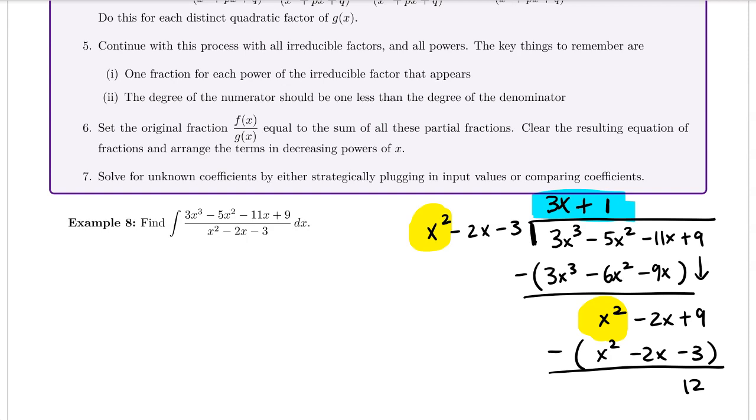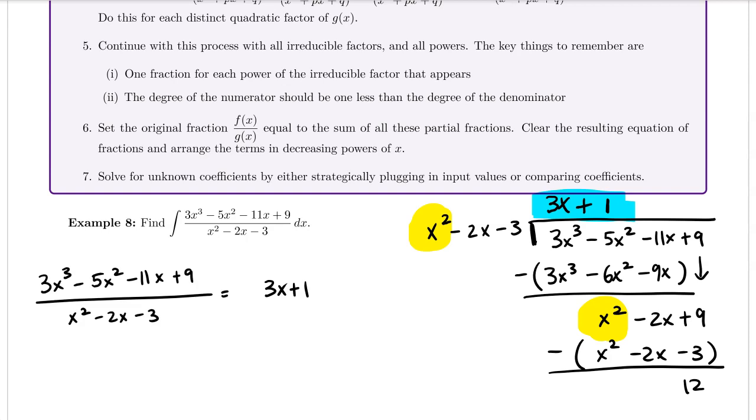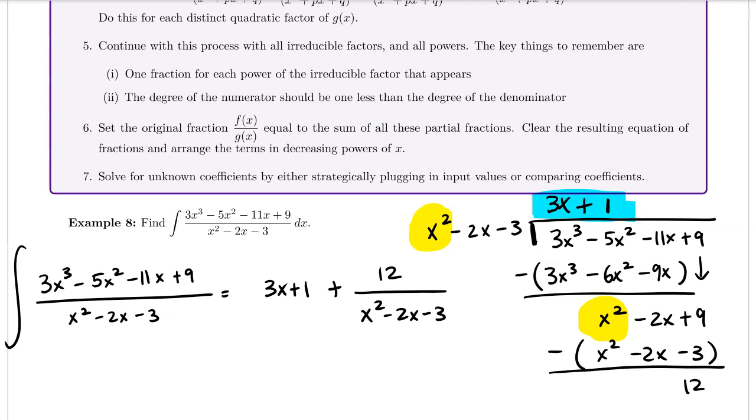This is going to allow us to rewrite our original rational function. When I divide the cubic polynomial by the quadratic polynomial, we get 3x plus 1, and then we have a remainder of 12, and that gets divided by the original thing we were dividing by, which was x squared minus 2x minus 3. So now, if we want to integrate this, on the right-hand side I'm going to split that up into multiple integrals.